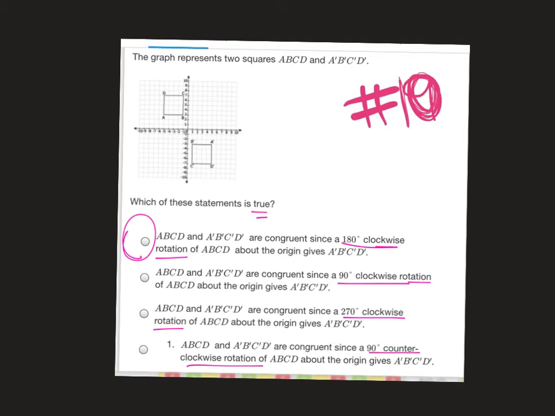How many times is this shape turning? So if you notice, it starts here. And if we were only turning once, or 90 degrees clockwise, it would have to end up somewhere here, which is not where it's at. So that's why 90 degrees clockwise is not your answer.